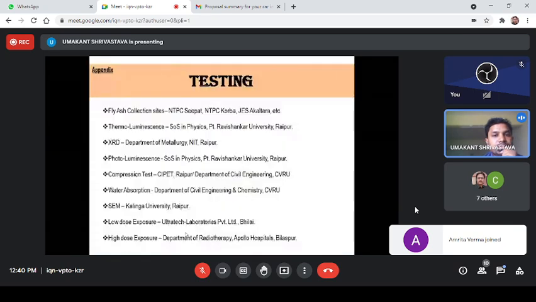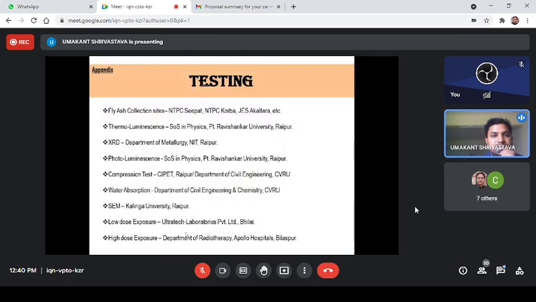I have gone through several testing agencies for testing of my samples, and the fly ash collection sites are NTPC Sipat, NTPC Korba, and Akaltara. For TL characterization, I took help from the SOS in Physics of Pandit Ravi Shankar Shukla University. XRD I took from NIT Raipur. PL again I took from Ravi Shankar University Raipur. For the compressive test, CIPET Raipur and the Civil Engineering Department of CVRU helped me a lot. Water absorption was done with the help of the Civil Engineering and Chemistry Departments of CVRU.